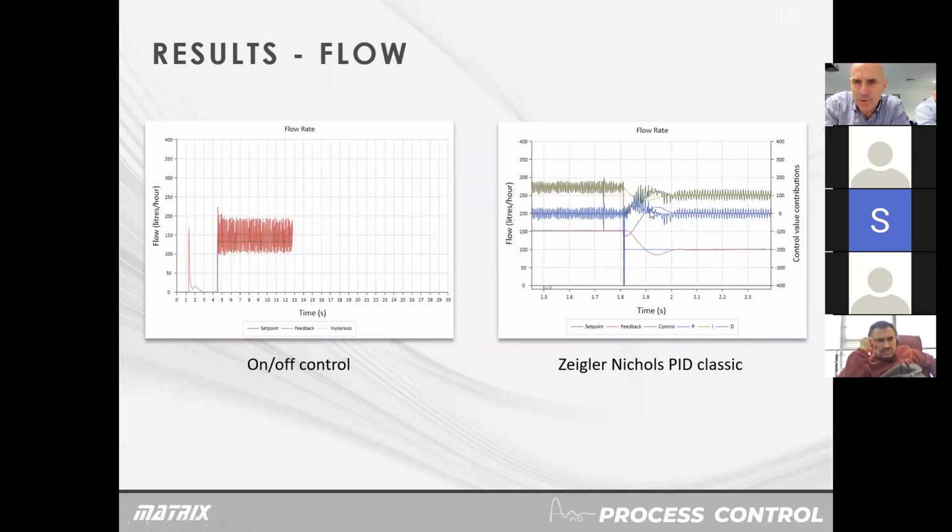So here you can see the proportional output. That's the purple trace. The derivative output is the blue trace. And you can see that the derivative is always noisy. It creates lots of problems in process control.